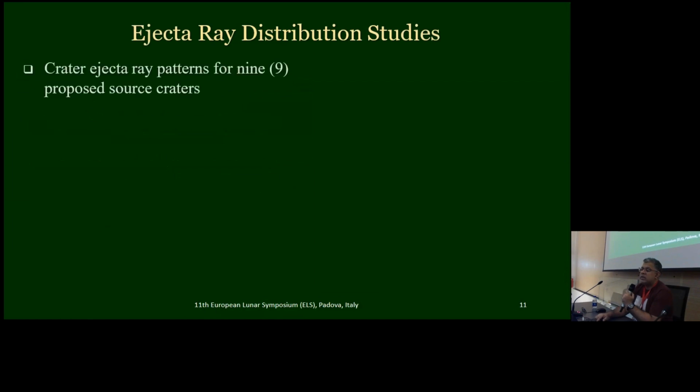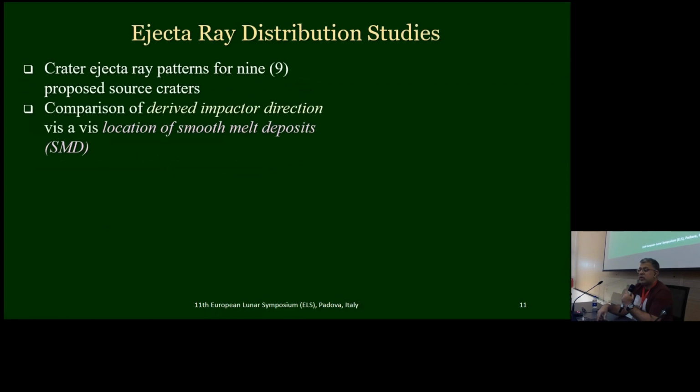And finally, we studied the ejecta ray distribution patterns of 9 craters that were proposed as potential source craters for this impact melt deposit. What we did was compare the impactor direction derived from the ejecta ray pattern with the location of smooth melt deposits.